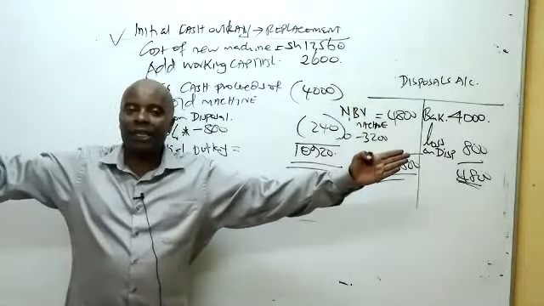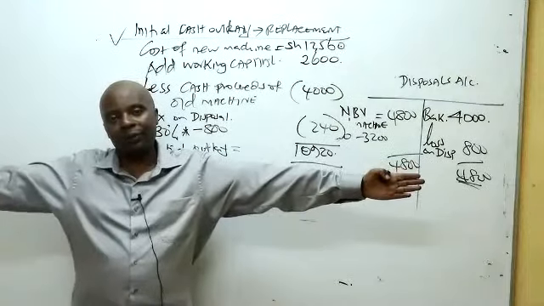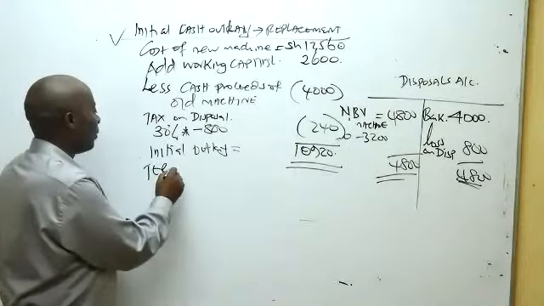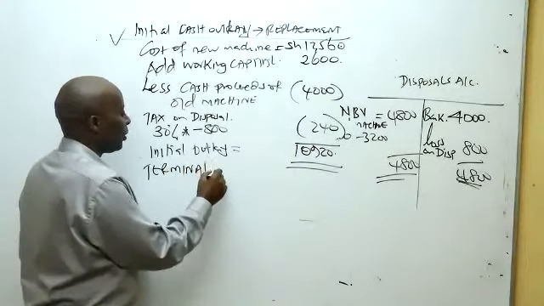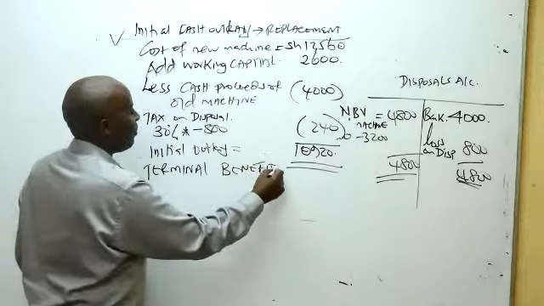cash flow at the end, and then cash flow in between. So we've gotten cash flow at the beginning. Let's get cash flow at the end. So cash flow at the end, we normally call that the terminal benefits.